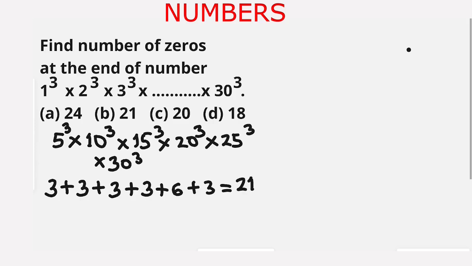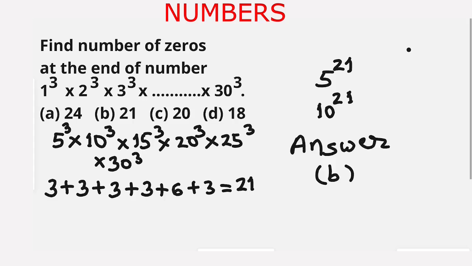So the total power of 5 is 21, and the power of 10 will also be 21, and this gives the number of zeros at the end of the given number. There will be 21 zeros in the given number, and from the given options our answer is option B 21. I hope you have understood the method of solving such type of questions. We go to the next question.